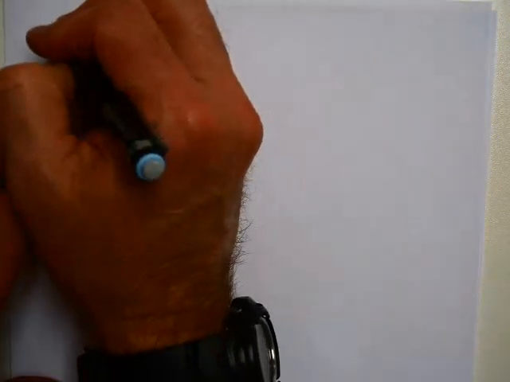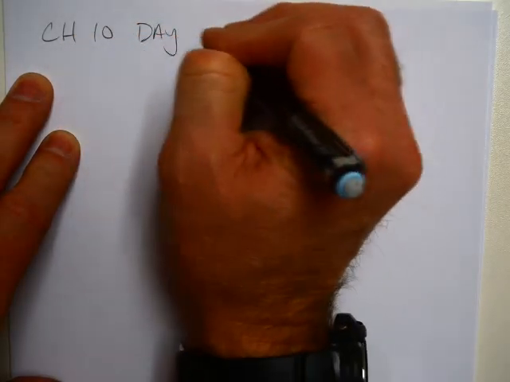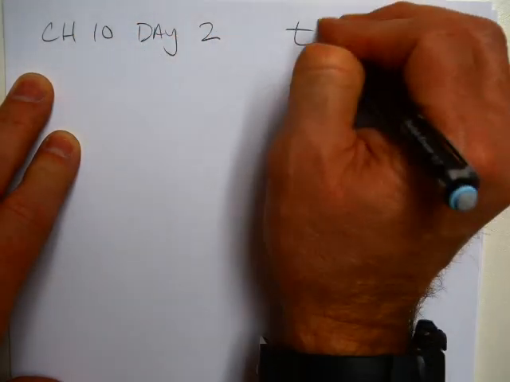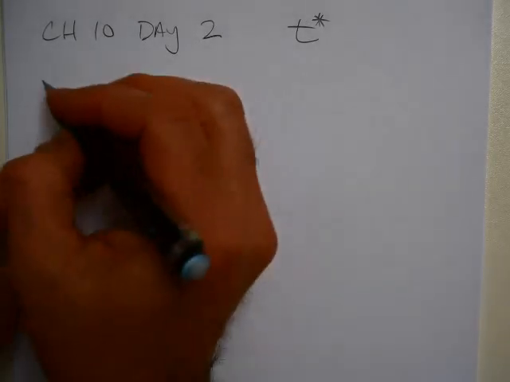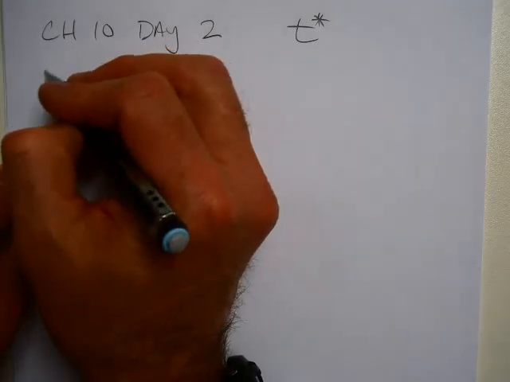So, Chapter 10, Day 2. T star. Now, some of this is going to clarify a little bit more on the Z star calculation as well as T star.